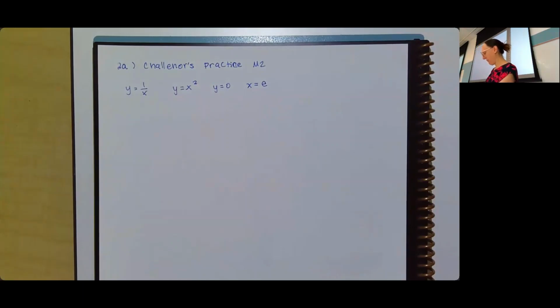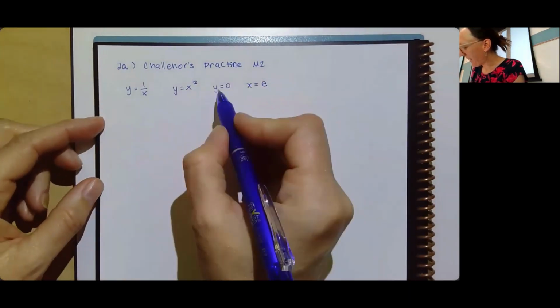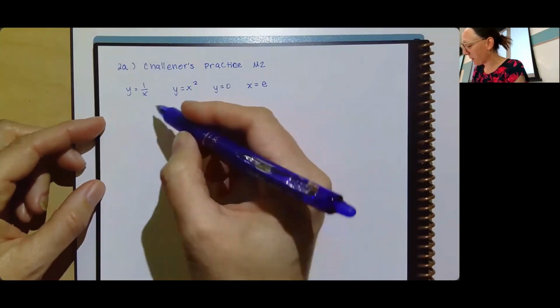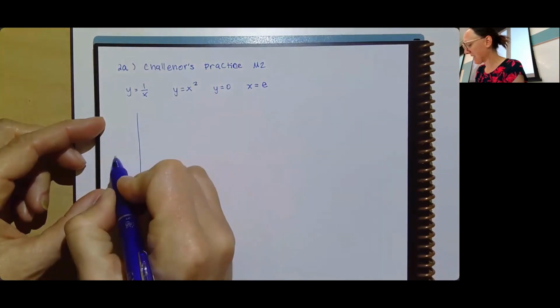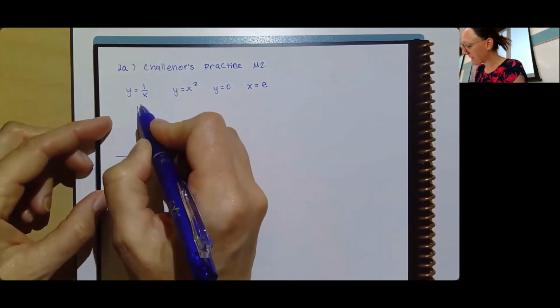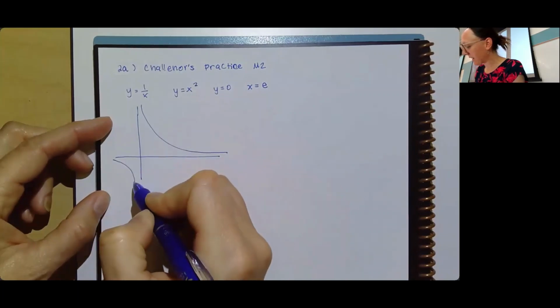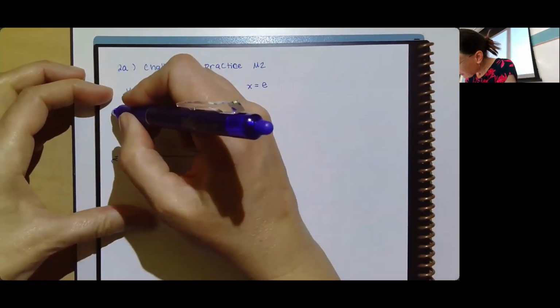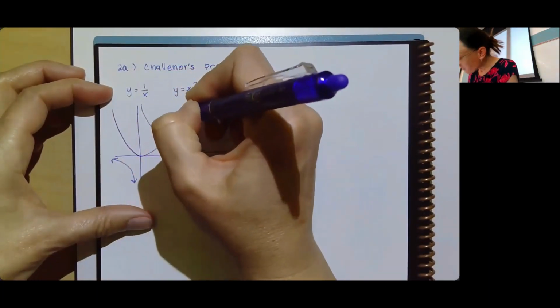And we are finding the area. So in general, I got to draw pictures. So I know that we're only looking at the y equals 0. So I know I'm going to be bounded by the x-axis. 1 over x looks like that. X squared looks like this.